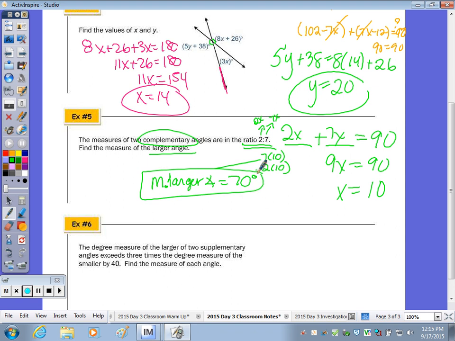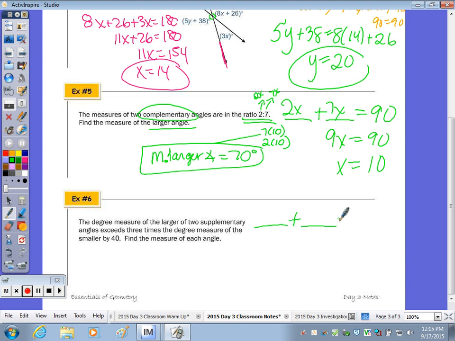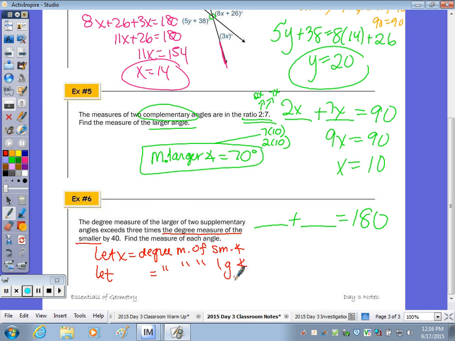Last one. This time it talks about the degree measure of two supplementary angles. So I want to make note that means the sum of the measures is going to be 180. It says the degree measure of the larger of two supplementary angles exceeds 3 times the degree measure of the smaller. So I'm going to let x equal the degree measure of the smaller angle. Then translating that to an algebraic expression, what's going to equal the degree measure of the larger angle algebraically? It exceeds 3 times the degree measure of the smaller, 3x plus 40.